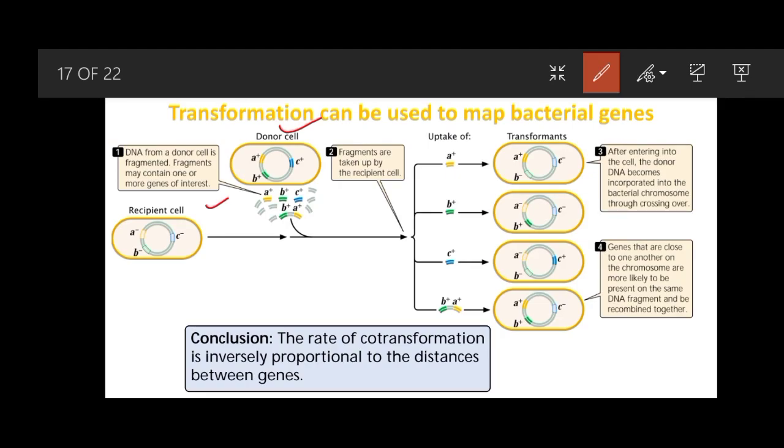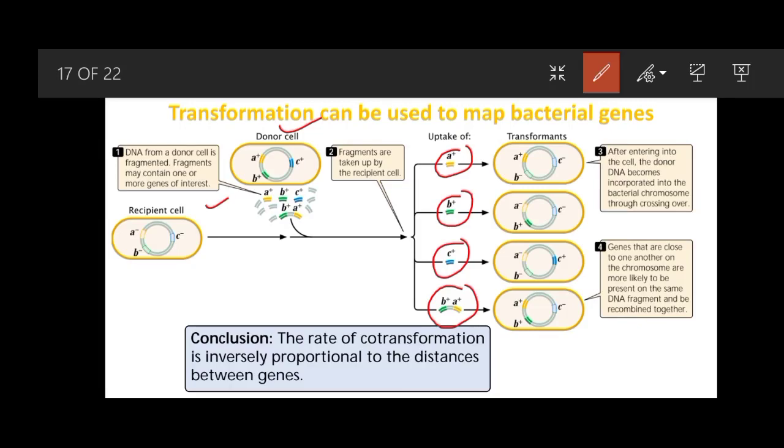For example, A plus, B plus, and C plus genes are present in the donor cell, and when the DNA from the donor cell is fragmented and the fragments are taken up by the recipient cell, then uptake of A plus, B plus, and C plus can occur. And after entering into the cell, the donor DNA becomes incorporated into the bacterial chromosome through crossing over.